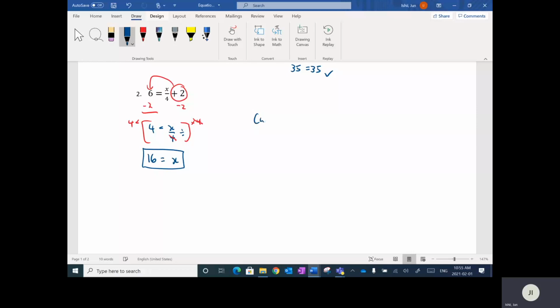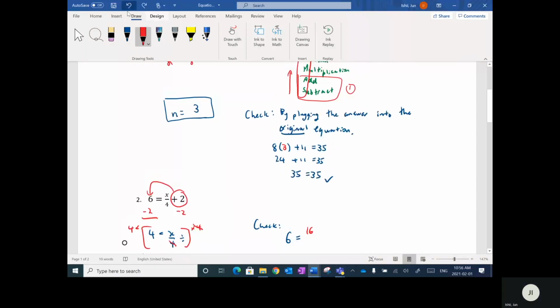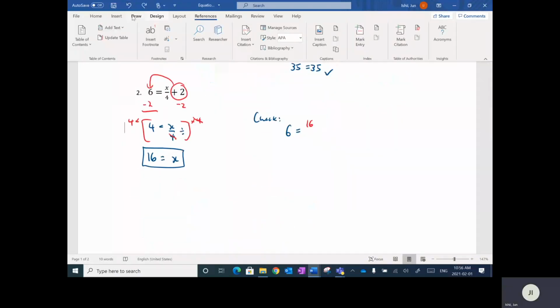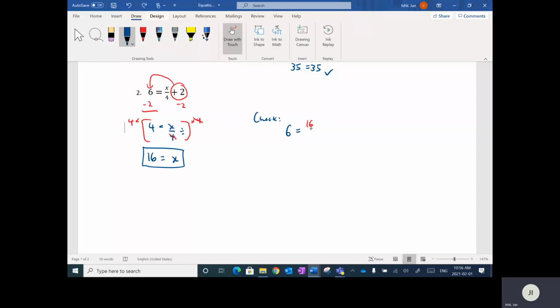Again, I can check my answer, which I'm going to do right now. Plugging it back into the original, 6 equals, and my answer was 16, so I plug that in for the x: 16 over 4 plus 2. Let's check if this works out. 16 divided by 4 is 4, so 4 plus 2 is 6. 6 equals 6, and we're good. Whenever you get an answer, just plug it in for the x into the original and make sure the left side matches the right. Cool.